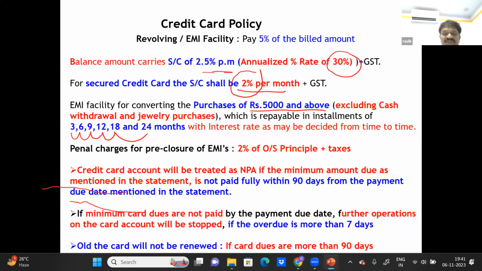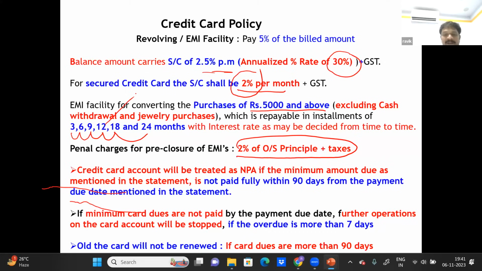Okay. If anybody has taken EMI but has come for premature closure, then we will charge a 2% penalty on outstanding principal. 2% on outstanding principal we will charge, because EMI was taken for 12 months. After 2 months, he said, I will close the account, I will clear the credit card bill. Then we will charge 2% extra on the outstanding.